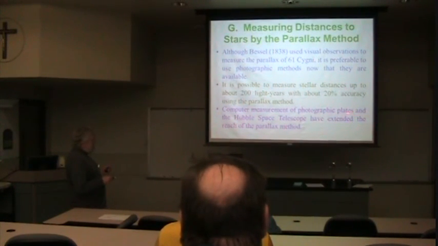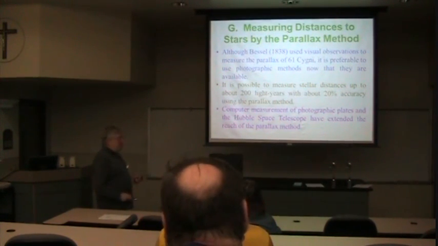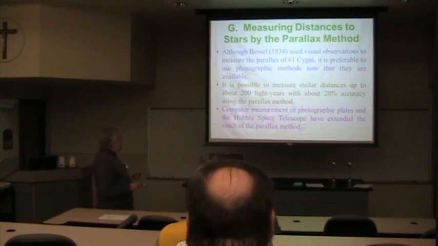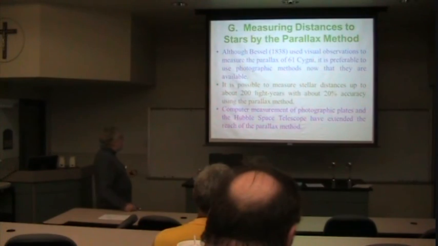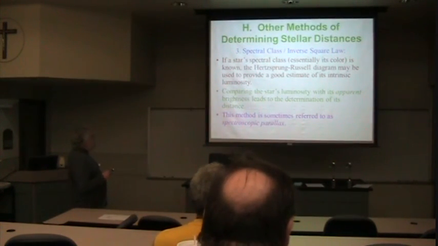Computer measurement of the photographic plates, and then the CCD detector elements, and then with the Hubble telescope above the Earth's atmosphere to rule out all the shimmering and sizzling that goes on when you're trying to take a photograph of the sky. That extended the reach of the parallax measurements up to several hundred, 500 or 600 light years of fairly accurate measurements. Okay, other methods of measuring this.